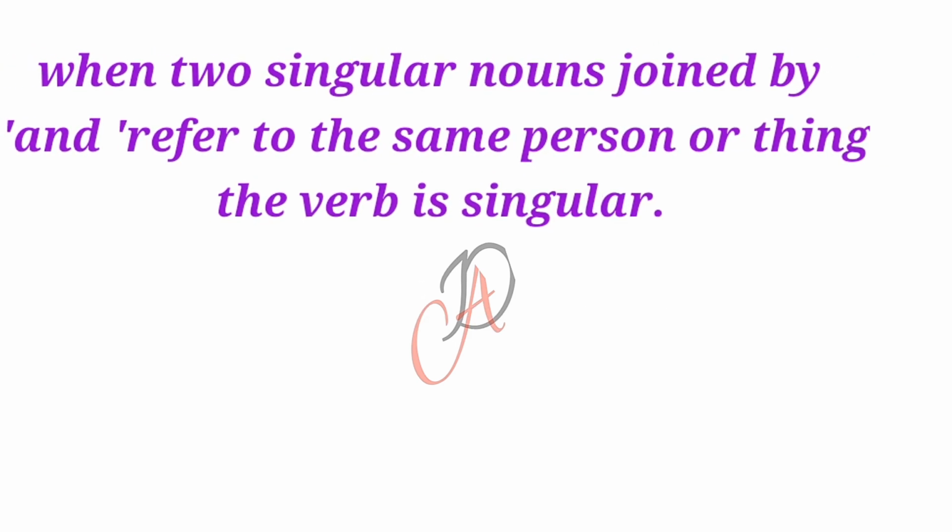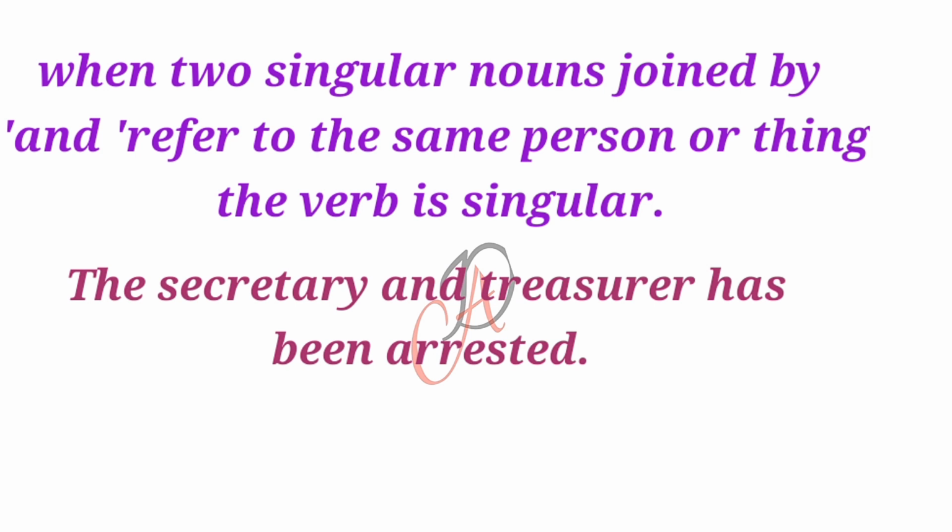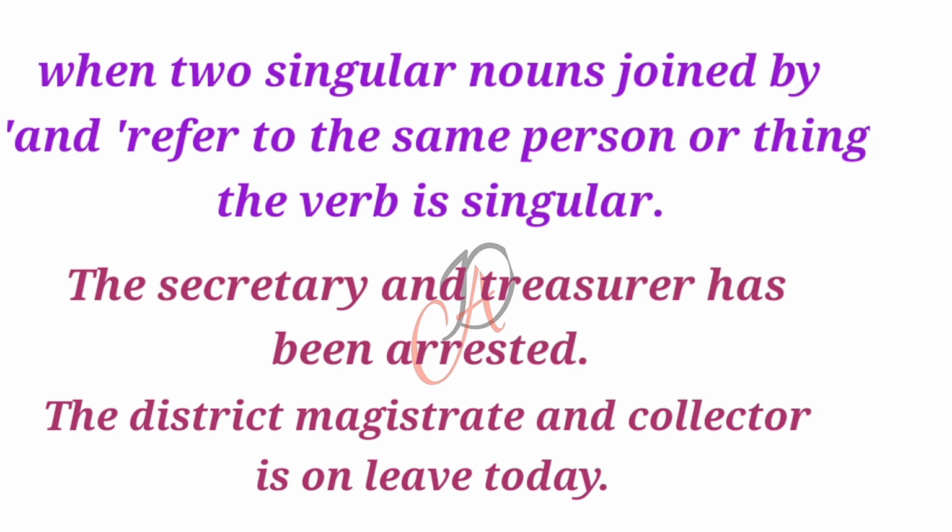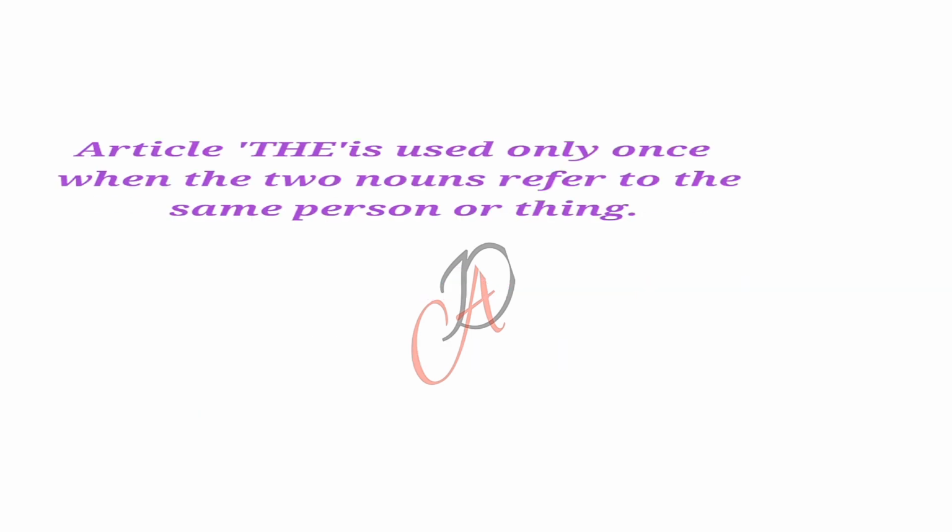When two singular nouns joined by and refer to the same person or thing, the verb is always singular. For example, the secretary and treasurer has been arrested. The second one, the district magistrate and collector is on leave today. When we look at the two examples closely, we have used and, yet still used the singular verb because here in the sentences we treat the two singular nouns as one. So let's move to the next rule, rule number four.